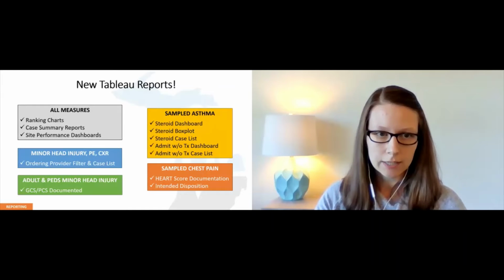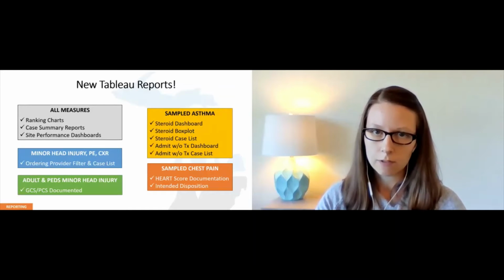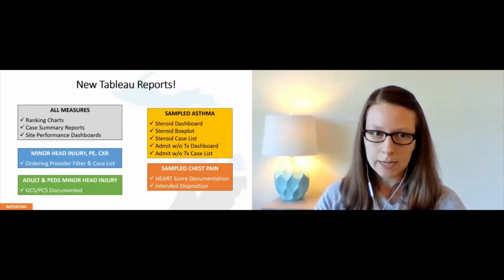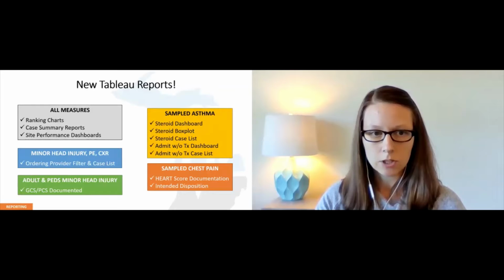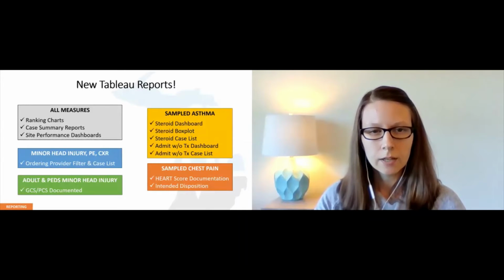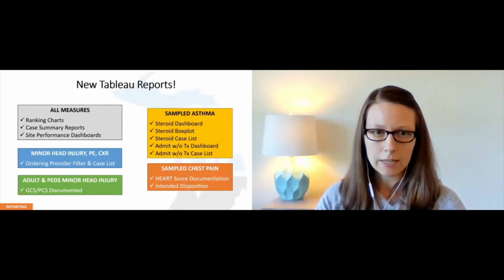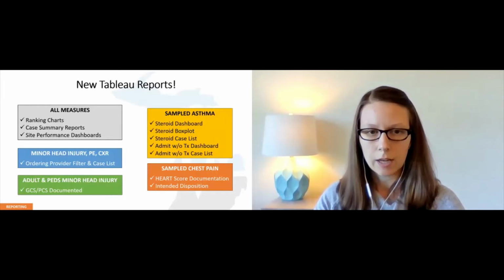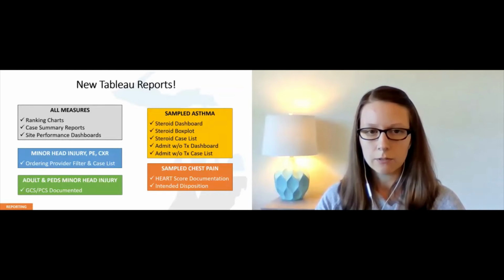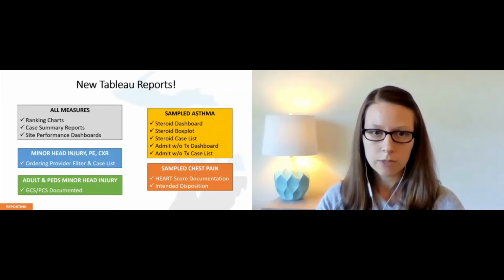For head injury, PE, and chest x-ray, we added the ordering provider filter to the case list. For both adult and peds head injury, we added in the report about GCS and PCS documentation from the EMR. Then for sampled asthma, we added in 5 different reports, some related to steroids and some related to admit without certain treatment, which we'll get into in a little bit. And then for sample chest pain, we added in 2 reports, one about heart score documentation from the EMR and the other about intended disposition.